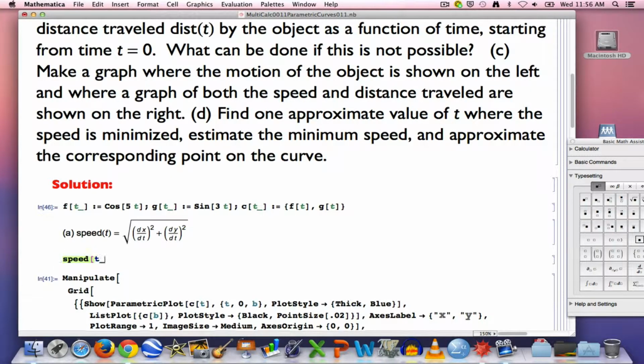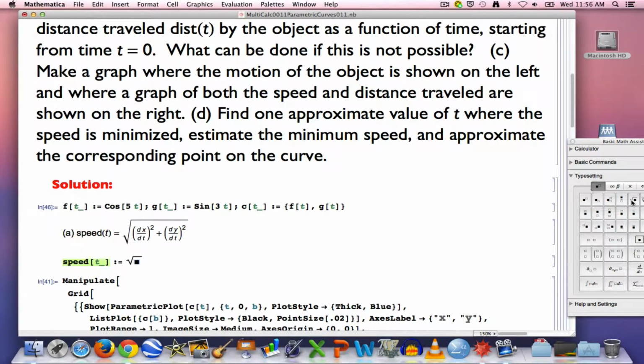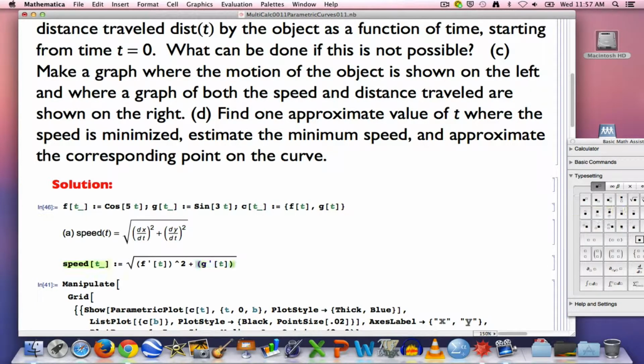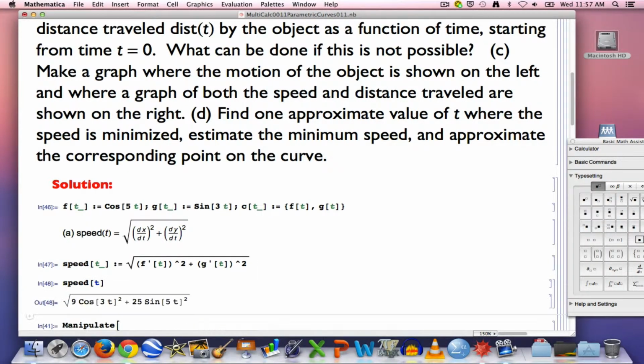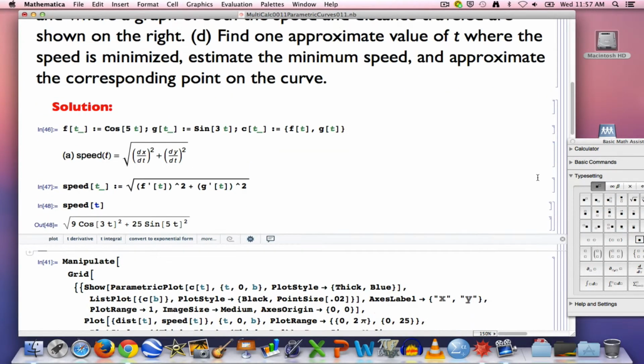I'm going to now go to input mode in Mathematica by putting my cursor down a spot until I see a horizontal line, and go ahead and type the speed in as a function of t, and here I have to use primes on the functions f and g. Now the speed is in here. You should try to calculate this on your own. There are no trigonometric identities in this case. There's no Pythagorean identity that you can use to really simplify it very much. There it is. That's as simplified as you can get it.